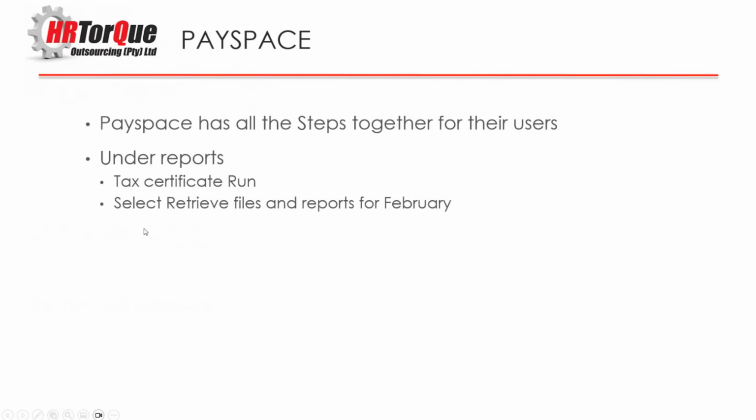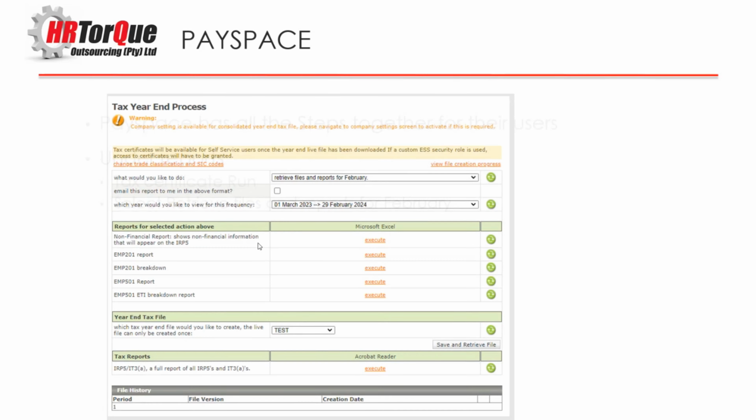So as I said, all the steps are together for all the users. They're all under the report section, interestingly enough, and it's underneath the tax certificate run area. And then once you've got to the tax certificate run, you select retrieve files and reports for February, or alternatively, if you were running for your interim period, you would be doing that for your August submission. Okay, so what would you like to do? Retrieve files and reports for February, retrieve files and reports for interim, which is the August submission.